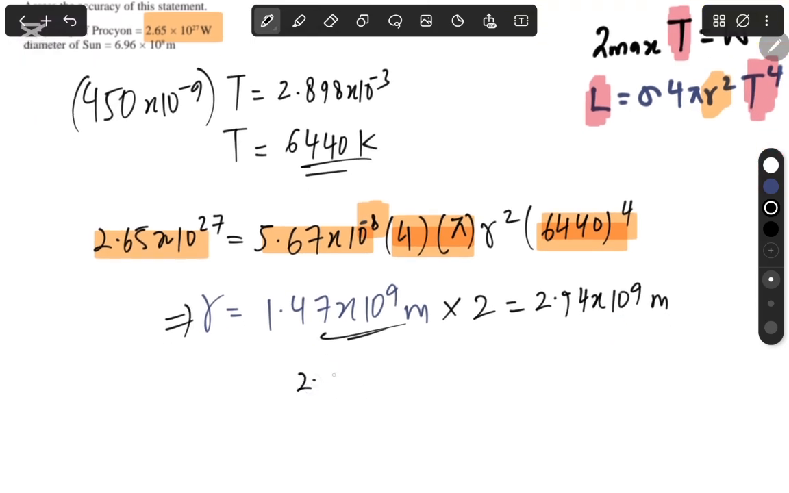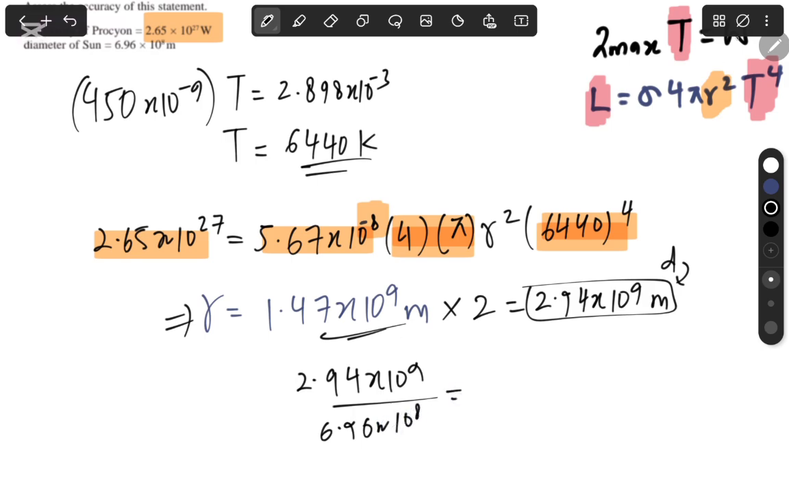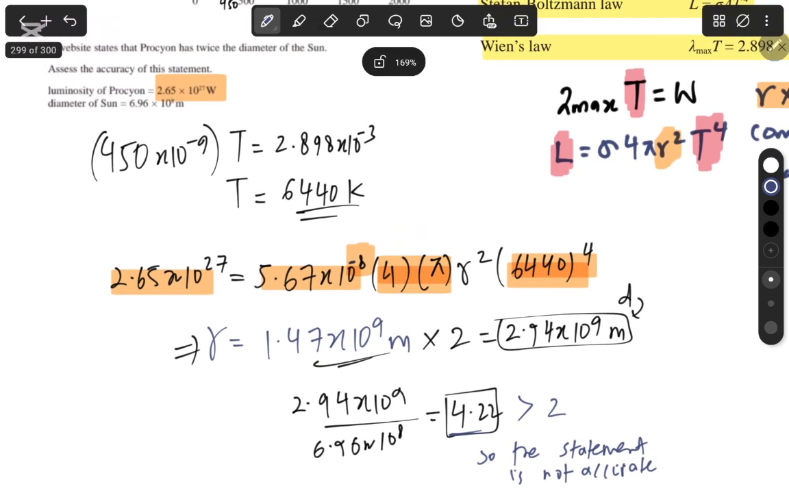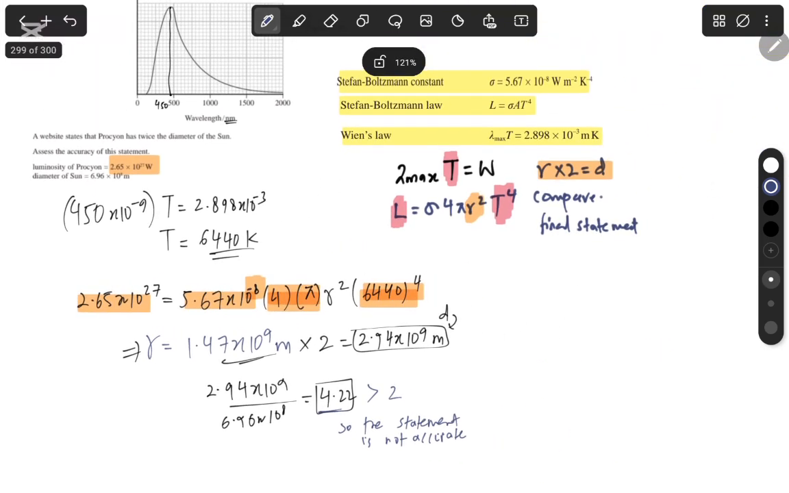So let's divide the diameter of Procyon by the diameter of the Sun. Let's see what we get. Okay, we're getting a value of 4.22, which means the diameter of Procyon is actually 4 times more. And 4 is greater than 2, so the statement is not accurate. The statement says twice, but it's actually 4 times more than the diameter of the Sun. So that's the answer to this question.